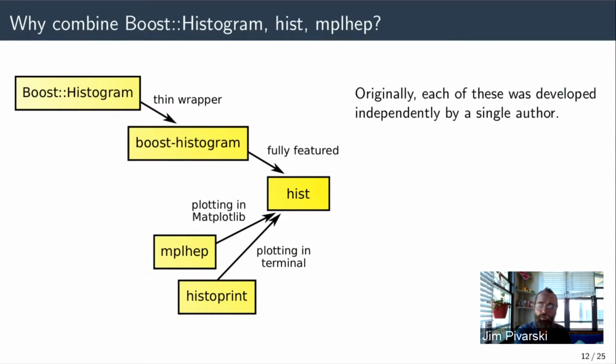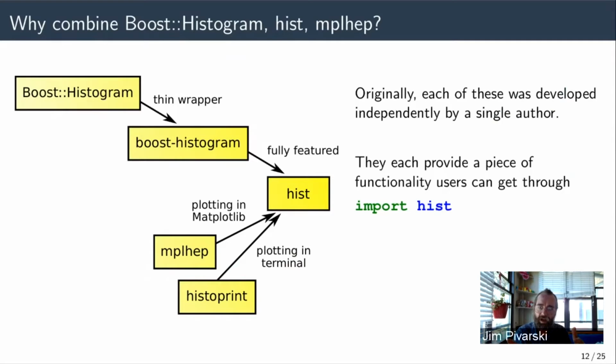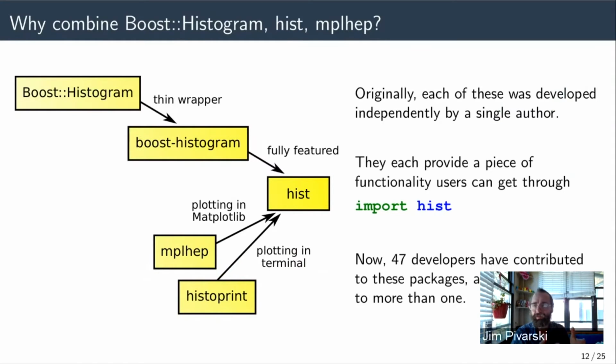So originally, each of these packages were developed by a single author, like the many things. But then we talk to each other. We recognize, okay, it's valuable for this package to focus on, Boost Histogram focuses on fast filling, using C++. HIST focuses on the total user experience. MPLHEP focuses on plotting in Matplotlib. Histoprint is for printing out a histogram on the terminal. So they each focus on a different thing, and these packages know about each other.